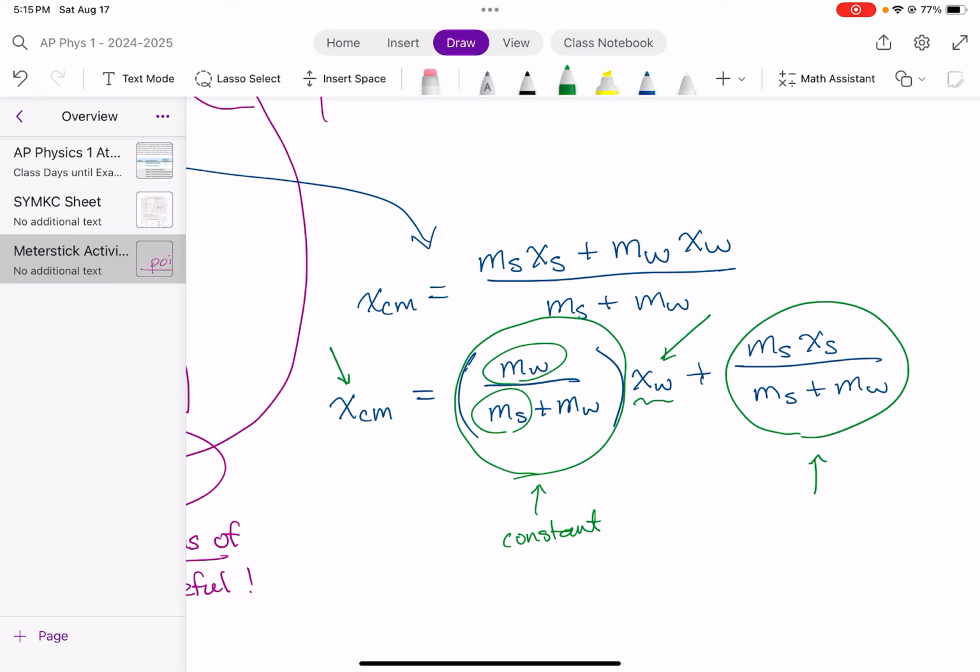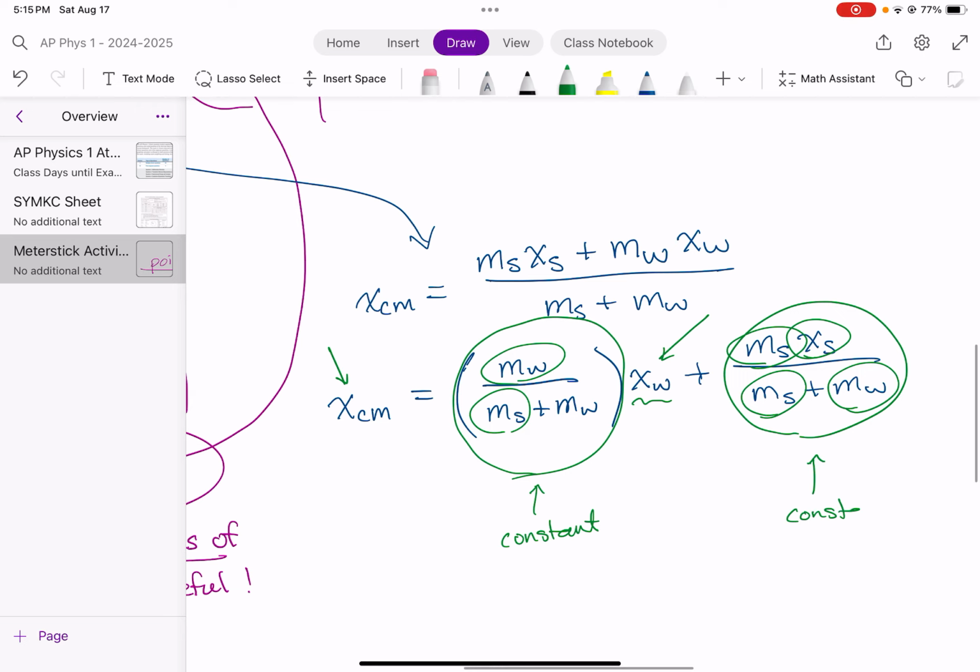What about over here? We know the mass of the stick doesn't change, and the mass of the weight doesn't change. Does the position of the stick change? No, right? Unless you break it to pieces or obliterate it or set it on fire, the position of the stick, that first number we found, isn't changing. This is constant as well.